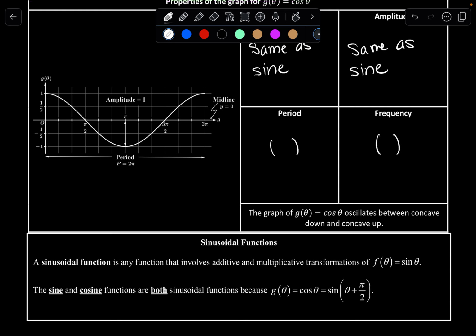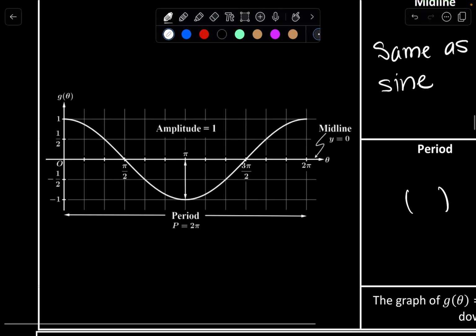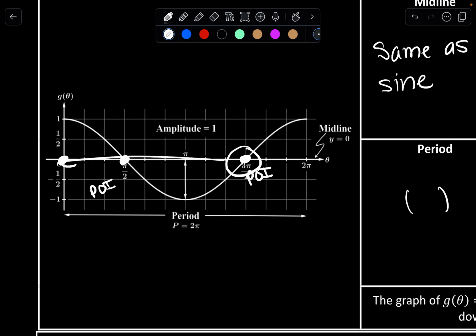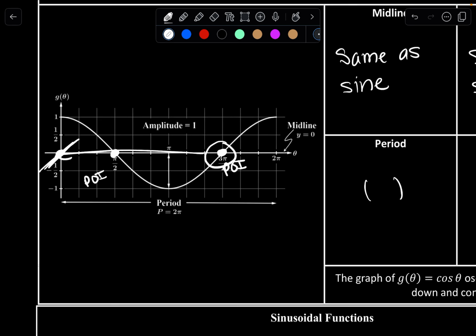oscillating between concave up and concave down. So that's important. We talked about concavity a lot in first semester. So on this particular graph, when we're passing the x-axis, those are your points of inflection. And those are important because we can use those to write functions for sine. If we were to shift this point here to the y-axis, we would end up having sine, okay?